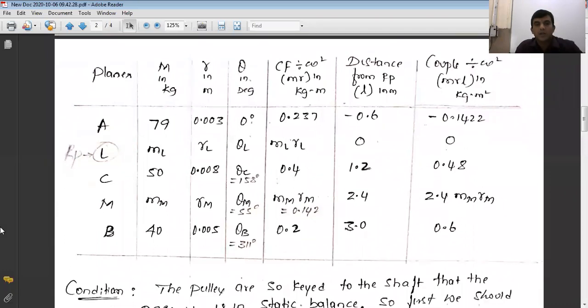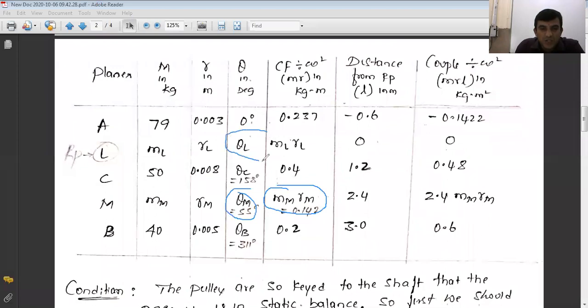Once you draw the couple polygon, we get MMRM, and also the theta M value. But the remaining two are unknowns here. Then how do you determine them?